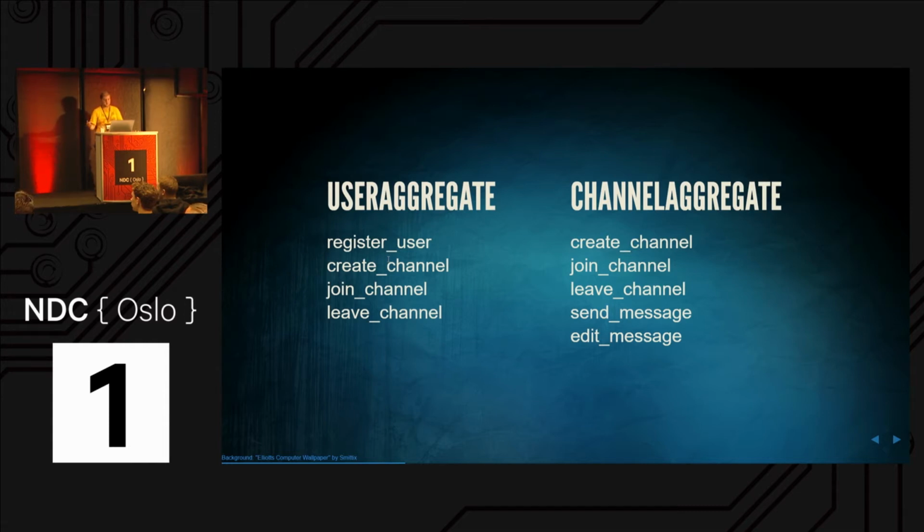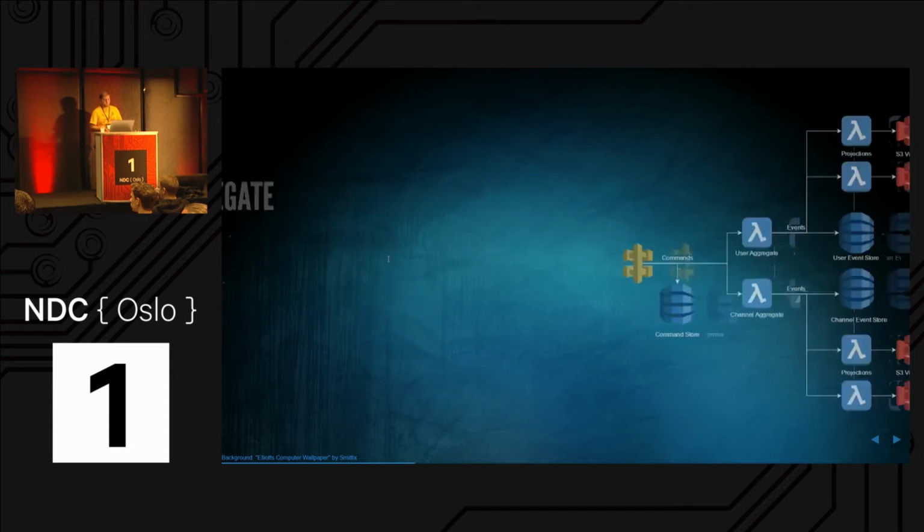But the channel aggregate receives the command saying create a channel and goes, there's already a channel called this. You can't do it. Now you've got two aggregates in different states. I wasn't quite sure how to solve this, but wrote out my architecture anyway, looking like this.